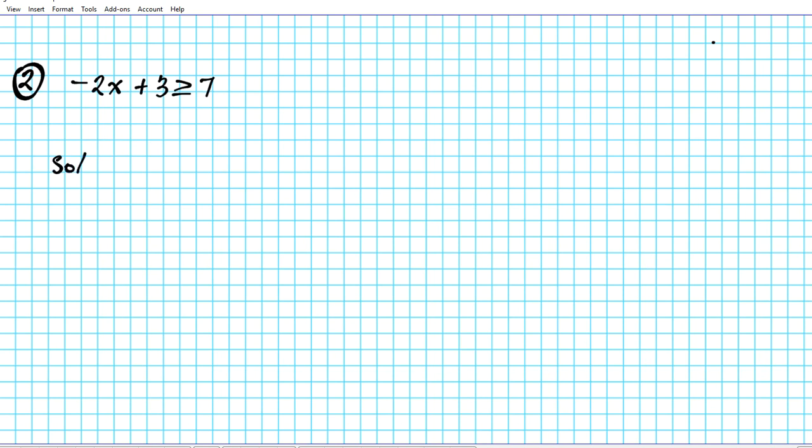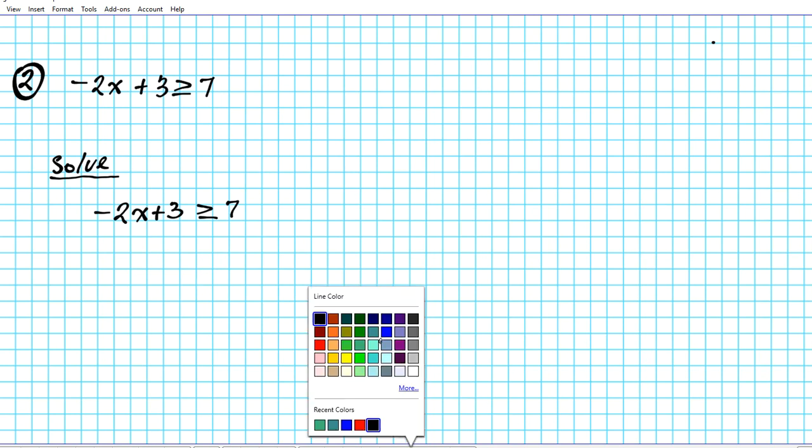Alright, so we're going to solve first. We have negative 2x plus 3 is greater than or equal to 7. Now, this is a two-step inequality. By executing two steps, you will be able to get the variable x isolated. So the question is, do you see the two steps that will result in the isolation of x? The two steps are as follows. You're going to subtract 3 from both sides and then divide by negative 2.